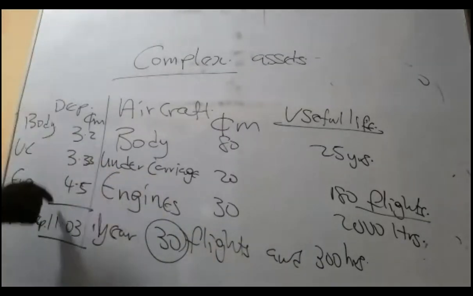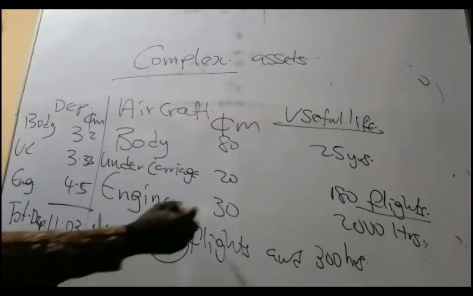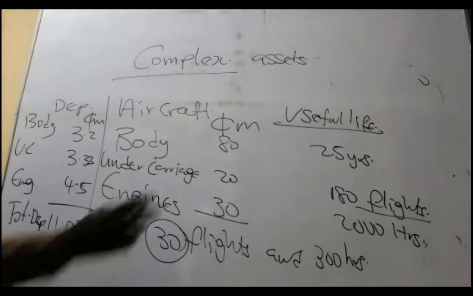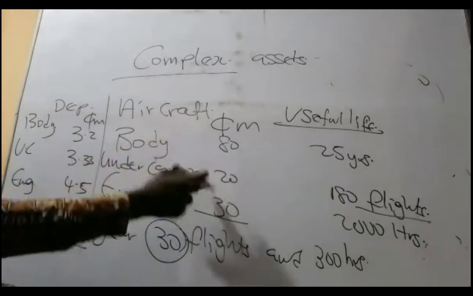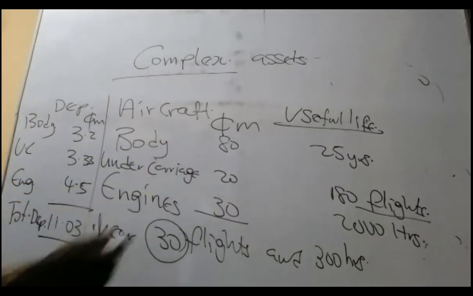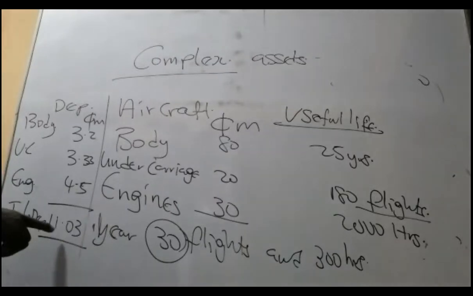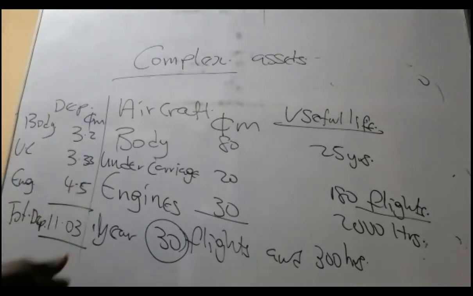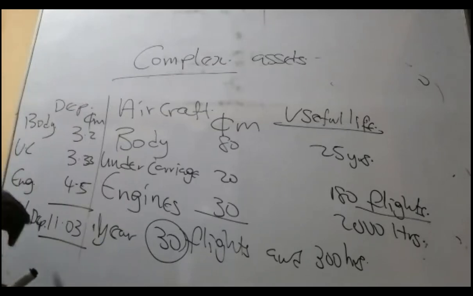Then get this answer and sum them up. That's the total depreciation. If you want to get the total value of this aircraft, it will be what? 130 million. Agreed. Because 80 plus 20 gives us 100, plus 30, making 130, with a depreciation of 11.03 in the first year. So the current amount will be the 130 million less the 11.03 million, and then you are done. Good.